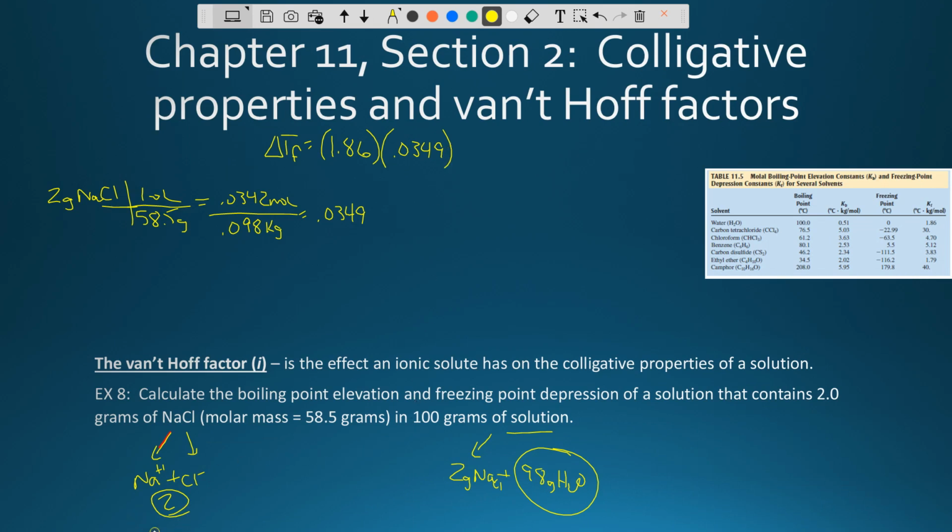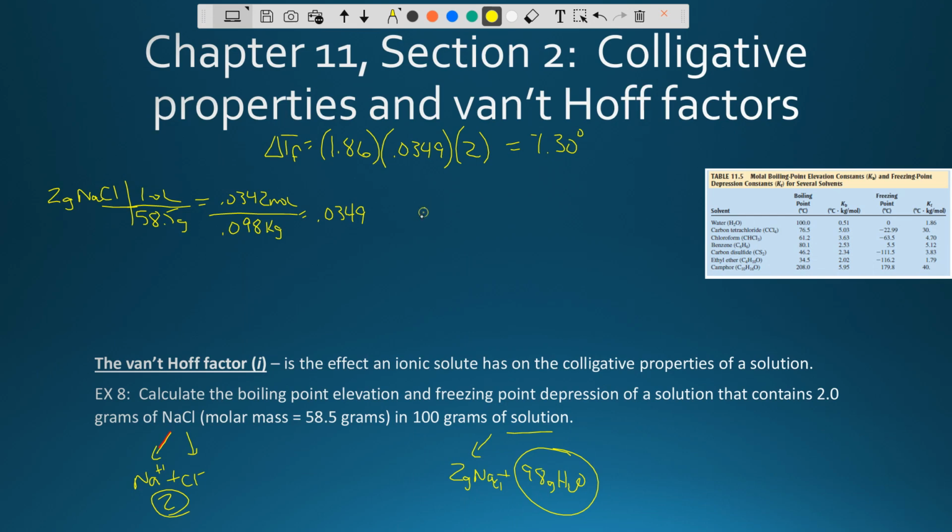So 0.0349 goes here. Now, it acts as 2 particles, remember. So I have 2 particles interacting with that. And now if you do your calculation, I'm going to end up with 1.30. Now, what does that mean? That means that I'm going to have a freezing point of negative 1.30. Remember, in the previous problem, it was 0.11. So it's a big difference.